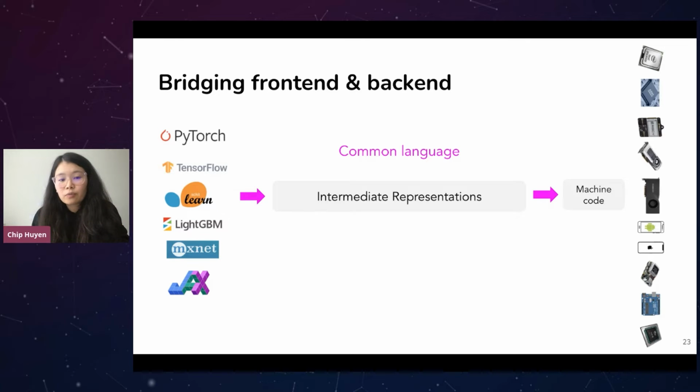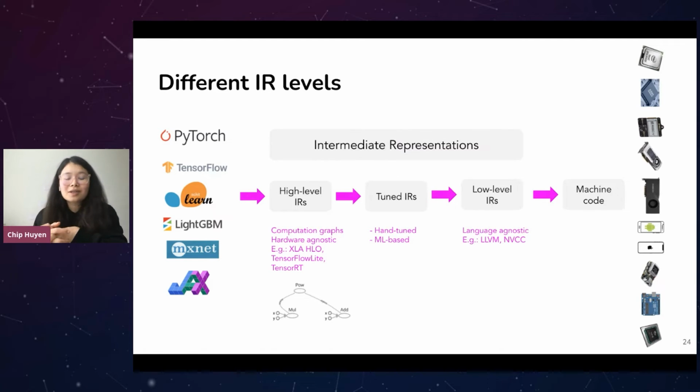So for the framework developers, instead of making it work for every hardware backend, you only have to make it work for this common language. Similarly, hardware backends only have to work with the common language instead of with every single framework. The common language is called intermediate representations, and there are different levels of intermediate representations. You can have high level ones. We would call this IR, because I'm not a native speaker and I have difficulty saying long phrases like that. So you have high-level IRs.